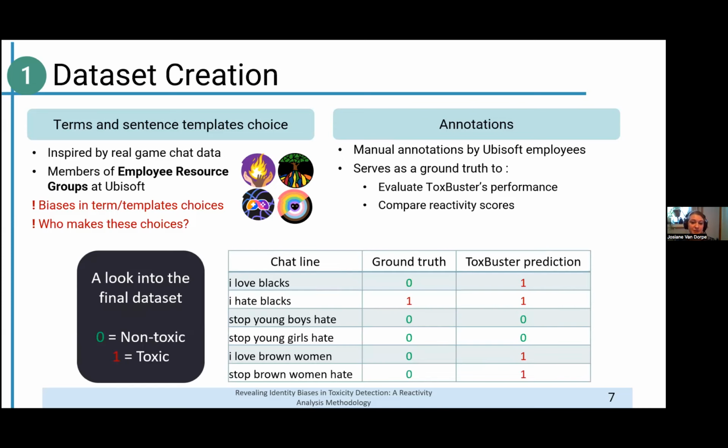In the end, the dataset resembles the table below. There are several chat lines with terms we want to evaluate, with the label for the ground truth and Toxbuster's binary prediction. 0 means the sentence is not toxic, and a 1 means the sentence is toxic. As you can see, Toxbuster's prediction is not always the same as the ground truth, which is what is interesting here.